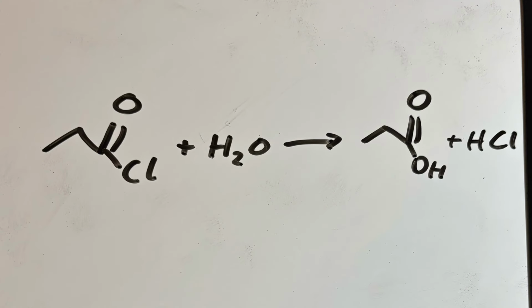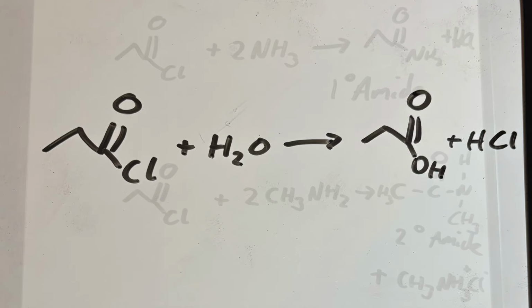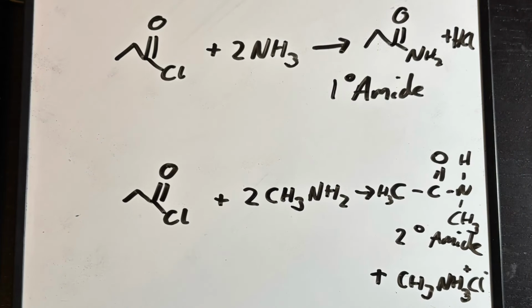Reacting an acyl chloride with water gives you back your carboxylic acid and hydrogen chloride. So, acyl chloride you can react with excess ammonia to form a primary amide. You can form a secondary amide by reacting an acyl chloride with a primary amine.